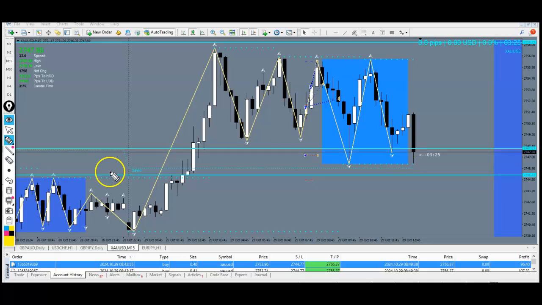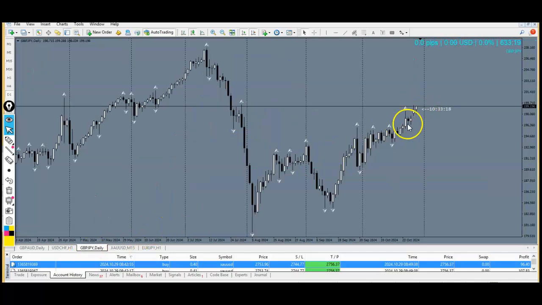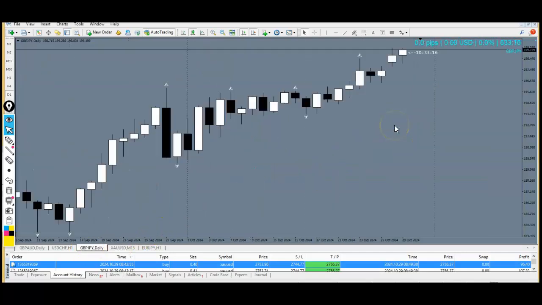When all this was happening, I wasn't at my chart, so I wasn't even interested in trading it because I'd made some nice percentage already. So this is pound yen, the same thing. This is the daily chart. All I do is mark the last daily high and mark the last daily low.